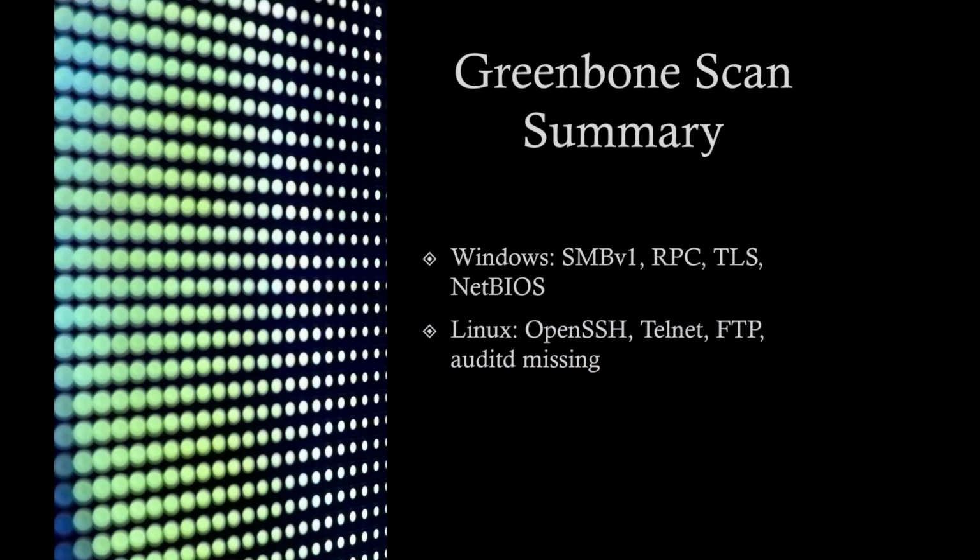The final scan summary shows that the Windows Server had major risks related to SMBv1 and RPC services, along with medium issues involving TLS and NetBIOS. The Linux server faced outdated OpenSSH, Telnet exposure, FTP issues, and even missing auditing capabilities. These findings underline that even simple configuration mistakes or outdated services can have major security implications if left unaddressed.